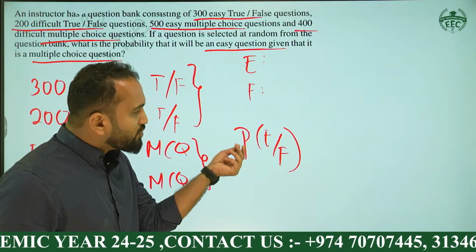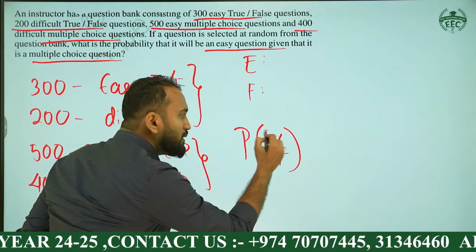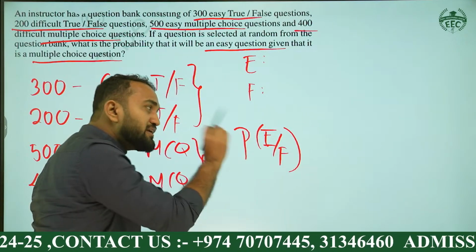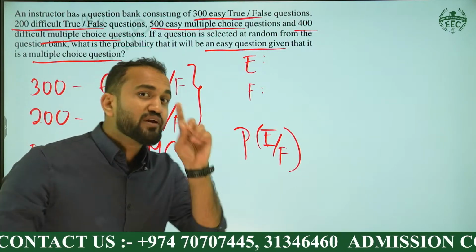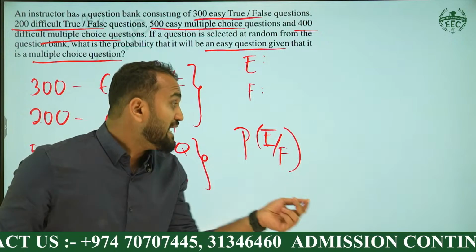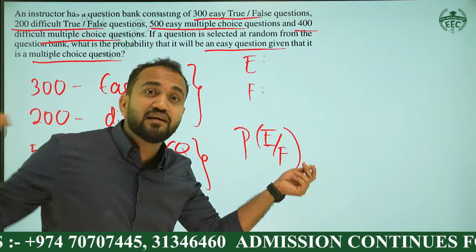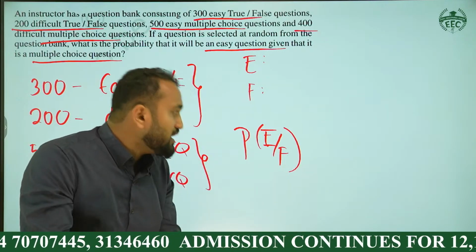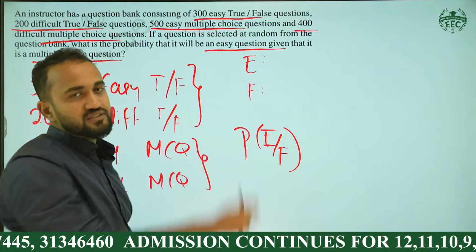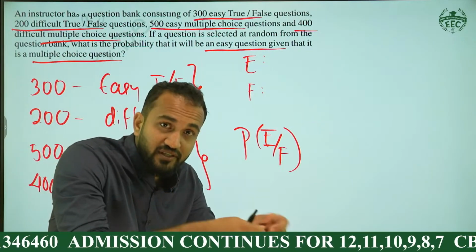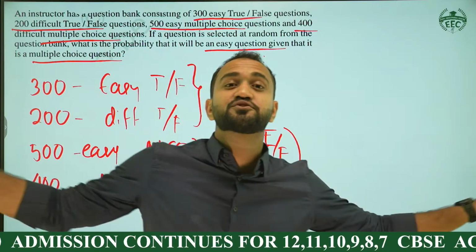People, what is the meaning of P of E given F? It is the probability of event E. You are finding the probability of event E, but one condition is there. What is the condition here? Event F had occurred earlier. So based on that condition, you are asking what is the probability of event E. That's why it is known as conditional probability.